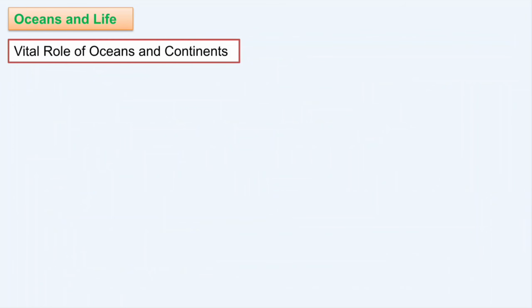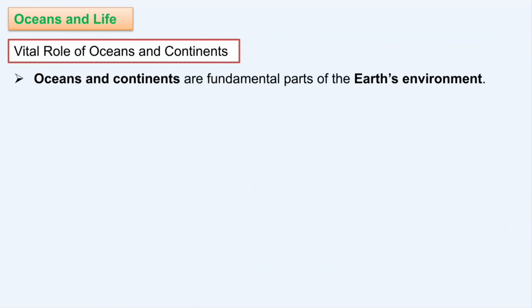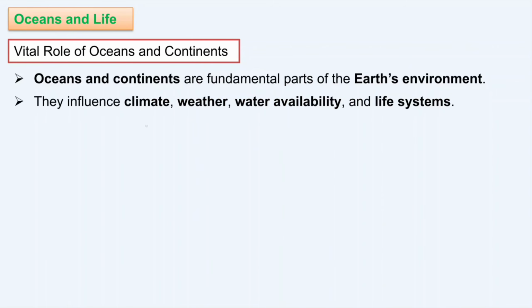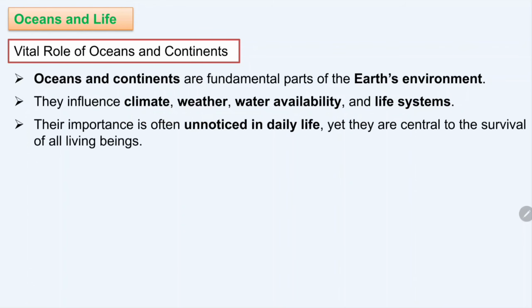Now let us see oceans and life, the vital role of oceans and continents. So what is the important role of these oceans and continents? Oceans and continents are fundamental parts of Earth's environment. Fundamental means very important parts of Earth's environment, as I have already mentioned that more than half of the oxygen comes from the ocean. They influence climate, weather, water availability and life systems, both of them. Their importance is often unnoticed in daily life, yet they are central to the survival of living beings. It has not been considered important, but they are very much essential for the survival of living beings in this world.